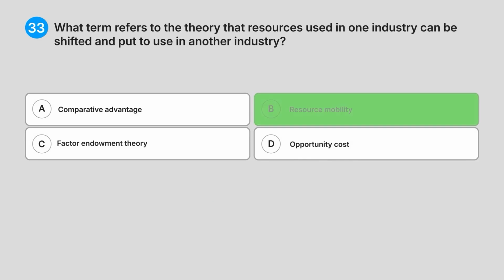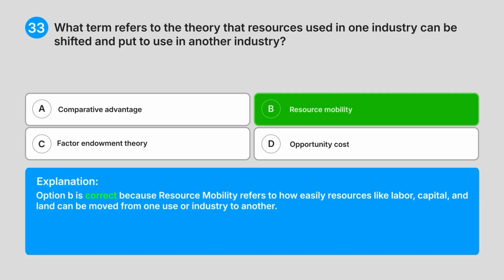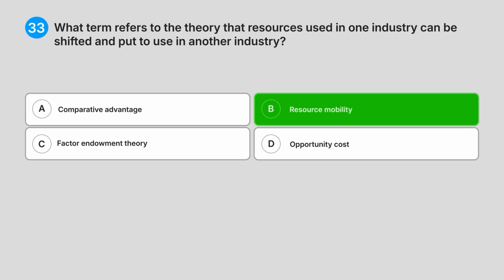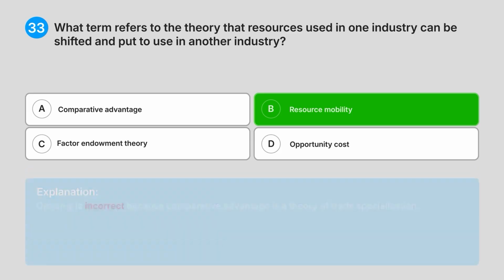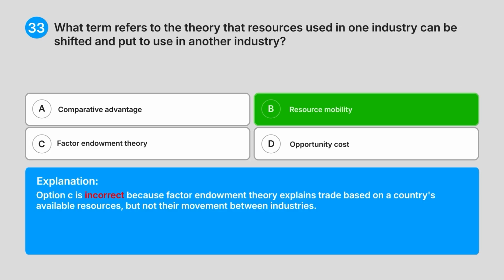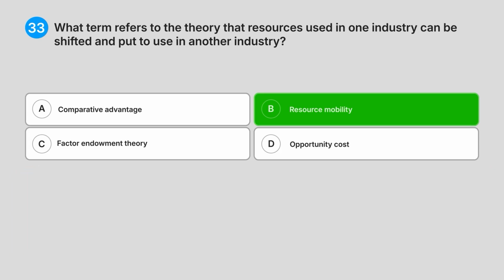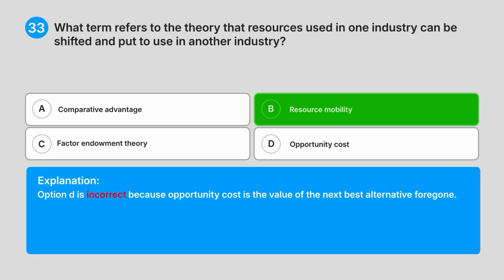Correct answer, B. Resource mobility. Explanation. Option B is correct, because resource mobility refers to how easily resources like labour, capital and land can be moved from one use or industry to another. Option A is incorrect because comparative advantage is a theory of trade specialisation. Option C is incorrect because factor endowment theory explains trade based on a country's available resources, but not their movement between industries. Option D is incorrect because opportunity cost is the value of the next best alternative foregone.